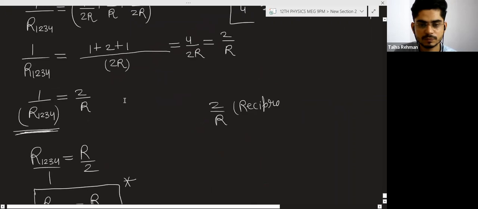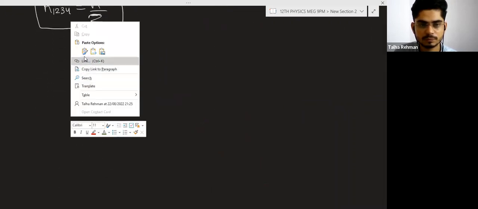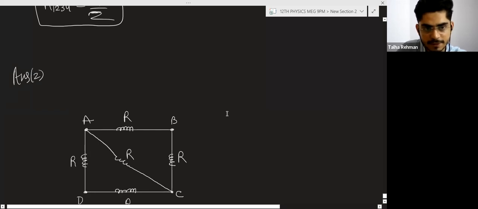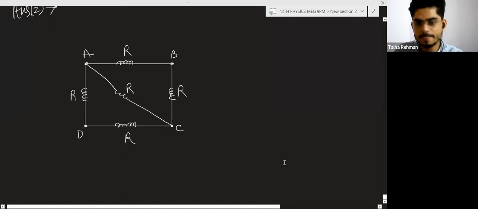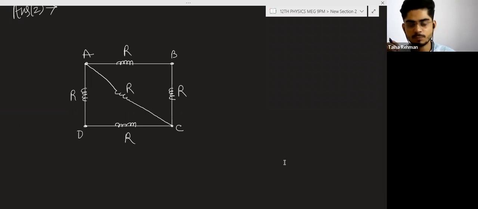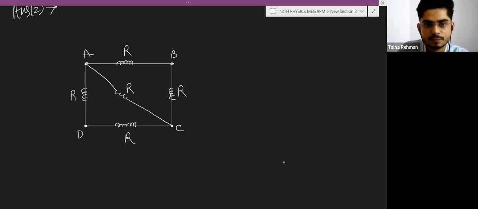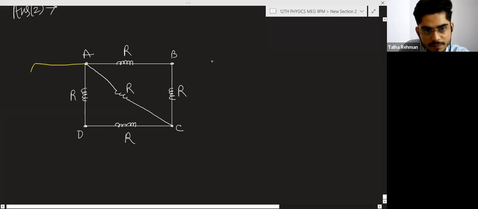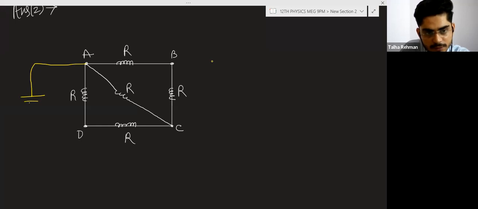Second part of the question. Now you want to find the resistance between point A and D. Just focus on the point A and D. What you will do, just connect the imaginary cell, imaginary cell I am saying, between point A and D. Now focus only on point A and D. Neglect point B, C and all these things.